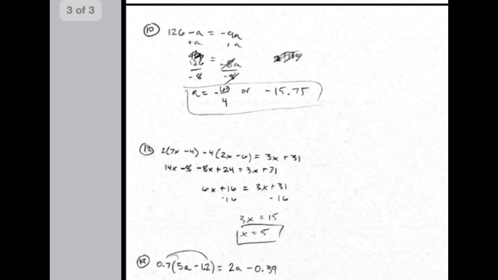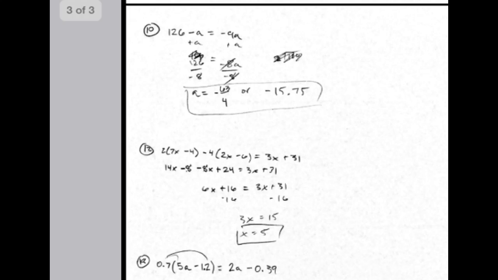And then correctness. So let's look at the problems that I chose: number 10, 12, 18, and 26. So number 10 is negative 15.75. So that's correct. When they get it correct, I want you to put a star next to it. That way they know that this one was graded and that they got it correct. So negative 15.75, that was what I got.